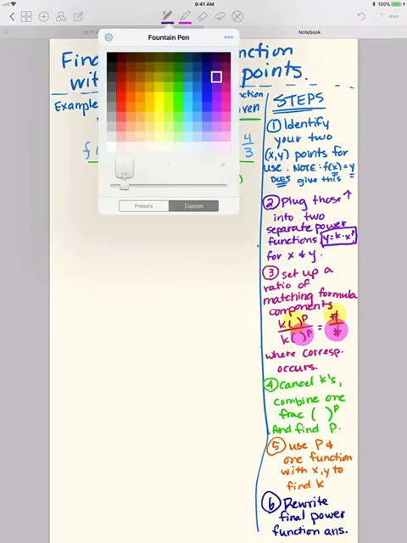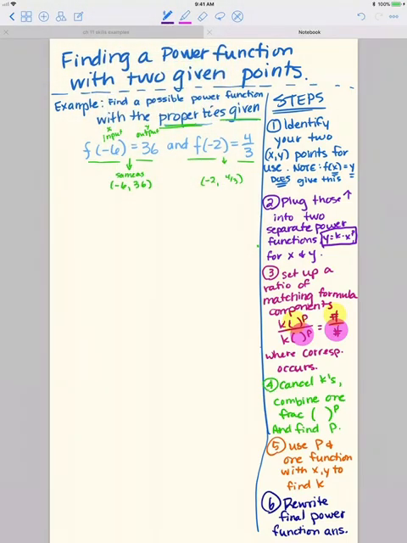So the next step is to take and plug those xy values into 2 separate power functions. So again, it's y equals k times x to a power. So if we plug in our x and y values, we get 36 equals k times -6 to a power, and 4/3 equals, nope, messed that up. Those are backwards, sorry. Y equals k times x to a power. So 4/3 equals k times -2 to a power, sorry about that. So now we have 2 separate power functions.